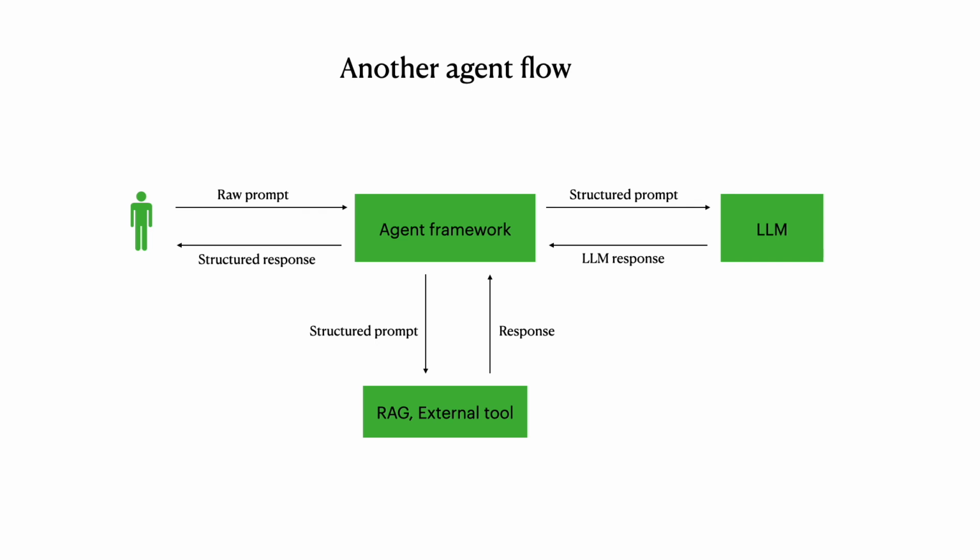So here, the agent framework code should be intelligent enough to decide when to call the LLM or when to call RAG and external tools. So here we have to write the agent in such a way that it can make an intelligent decision. Nowadays, the agent framework has a capability to integrate with RAG and external tools.